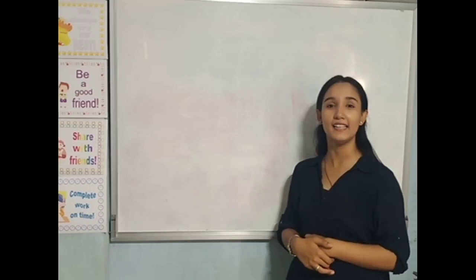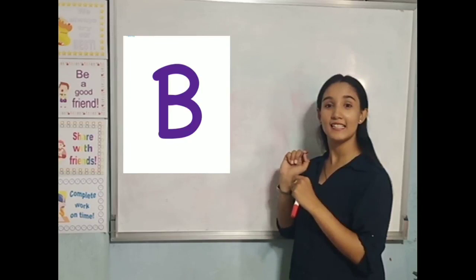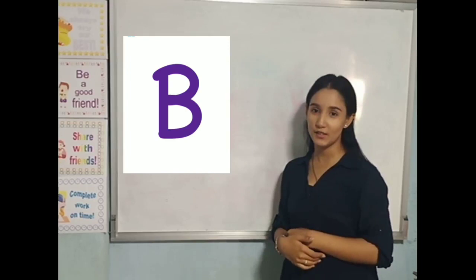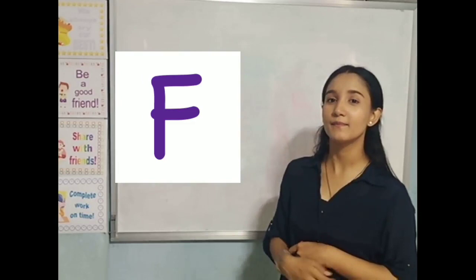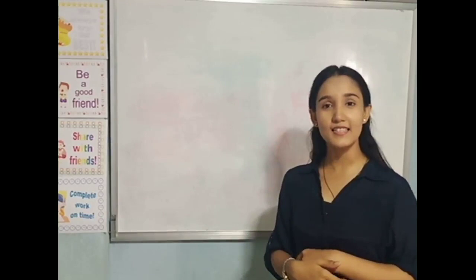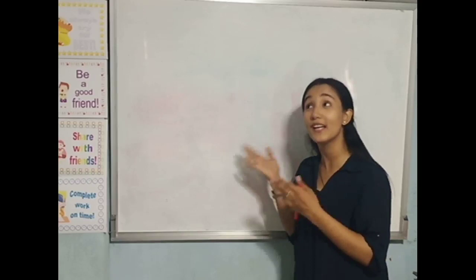And then let's do another one. Ready? What is this? Yes, it's B. Okay, B for ball. Good job. And then another one. What is this? Come on, say quickly. F. Very good. F. Good job. And then the next one. Let's see. One, two, three. What is this? This is I. Very good.